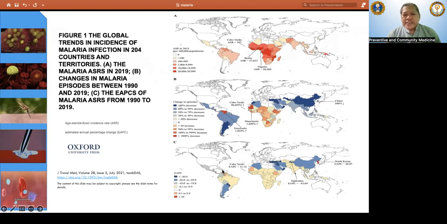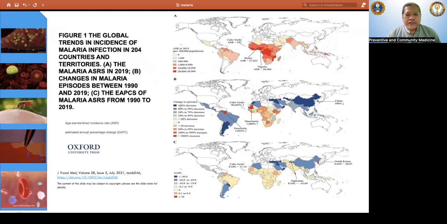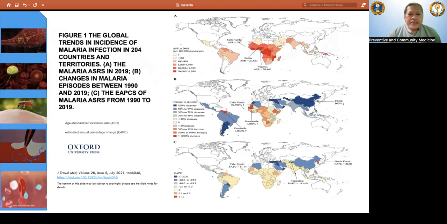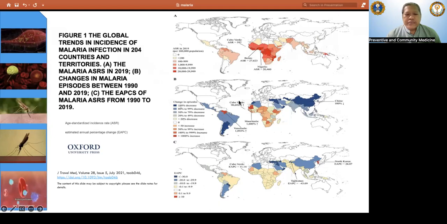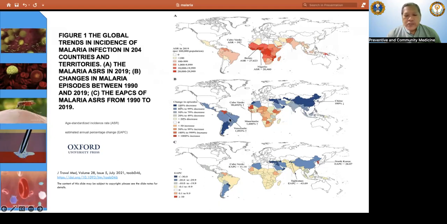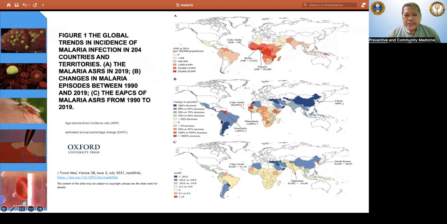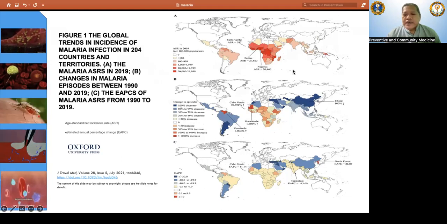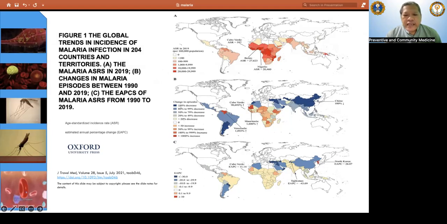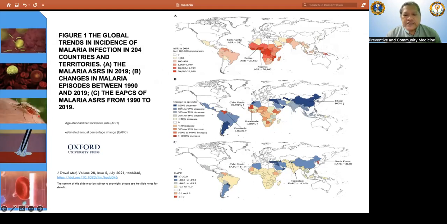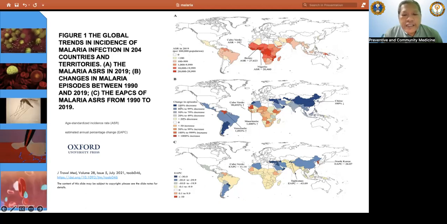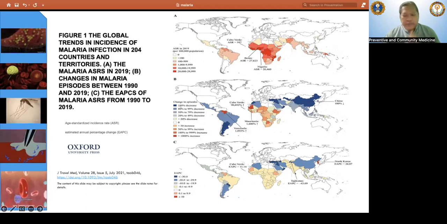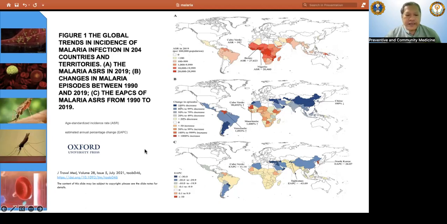This is the global trend in incidence of malaria in 204 countries and territories. So A is the malaria incidence in 2019, B is the changes in malaria episodes between 1990 and 2019, and C is the EAPC in malaria from 1990 to 2019. So if you look, the Philippines is included. Okay, so 100 to 99? And so we are always second, okay?